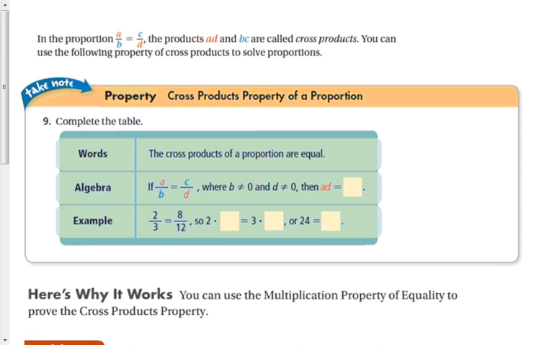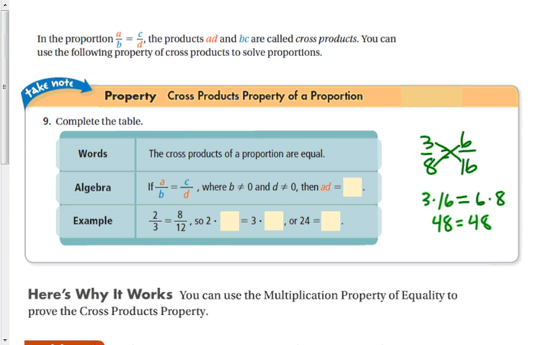Okay, here's an important property we're going to use to solve these, the cross product property. What that says is that if you have a proportion, like say 3/8 is equal to 6/16, if you multiply the cross products, the 8 and the 6 and the 3 and the 16, you get 2 equal products. So 6 times 8 is equal to 3 times 16, and if you check that out, you'll see it's true. 48 is equal to 48.